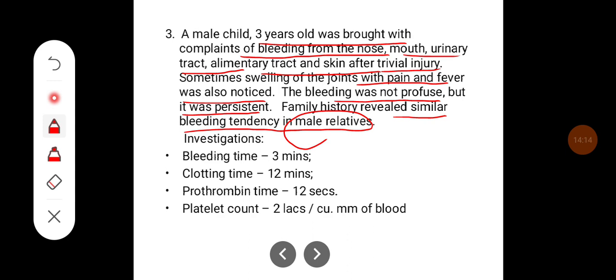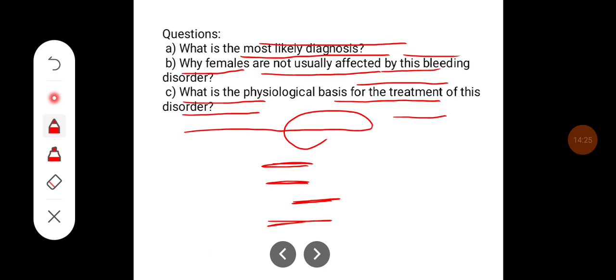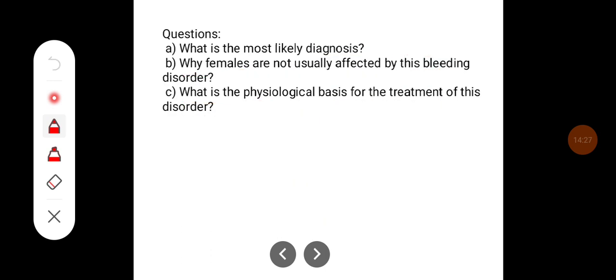Upon investigation, you can see the bleeding time is normal, and the clotting time has increased. Prothrombin is also normal. Platelet count is also almost normal. So the most likely diagnosis is a hemorrhagic disorder, one of the clotting factor deficiency. Probably that clotting factor is 8, and the probable diagnosis is hemophilia A. Why are females not affected by this bleeding disorder?